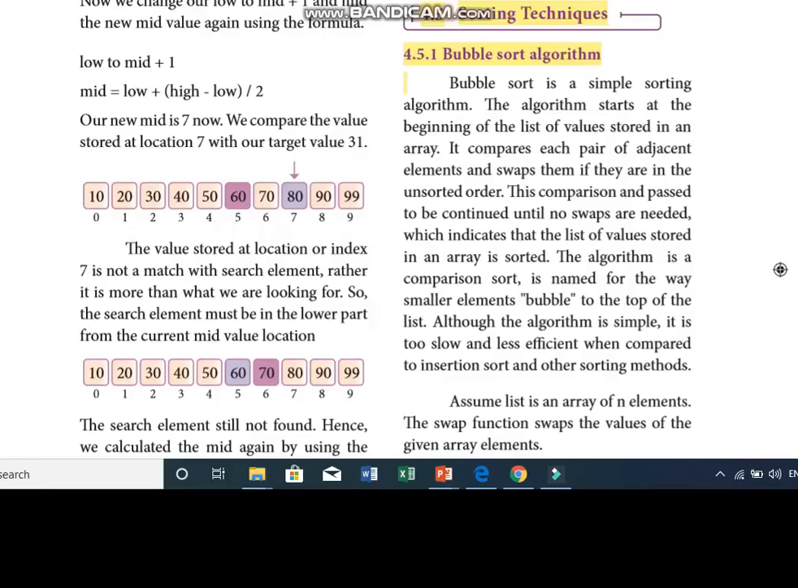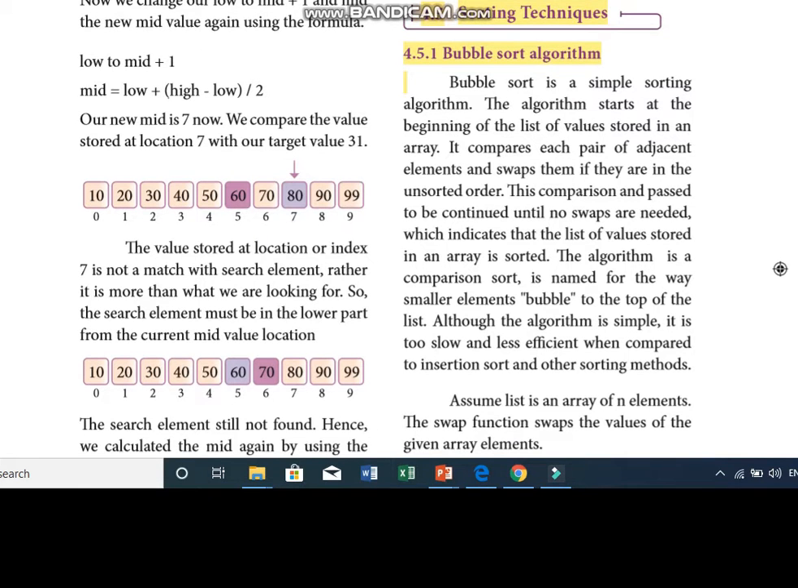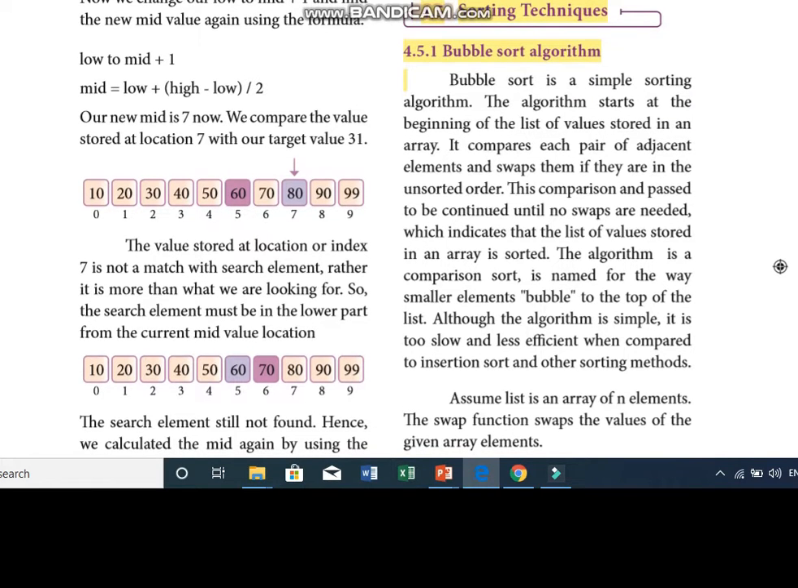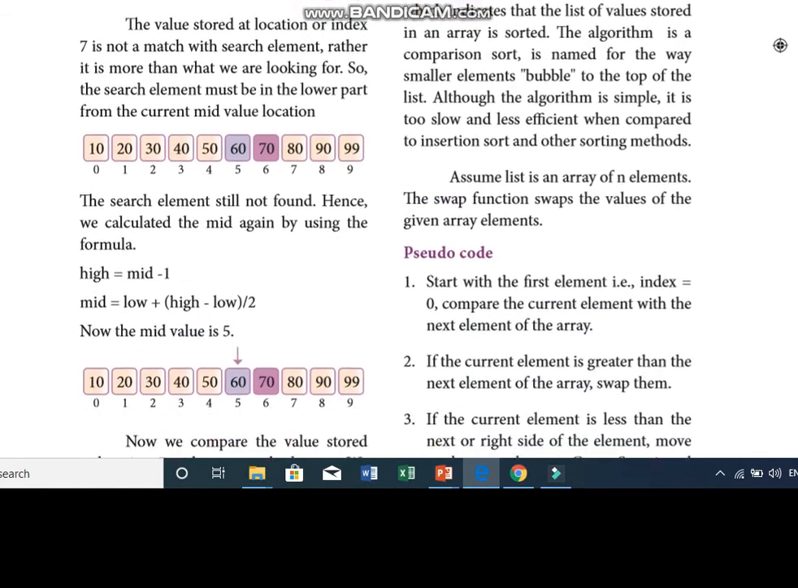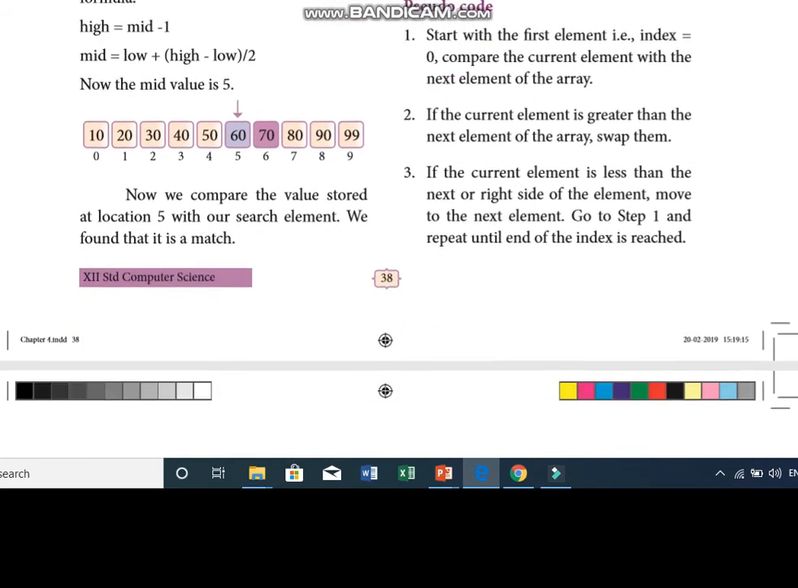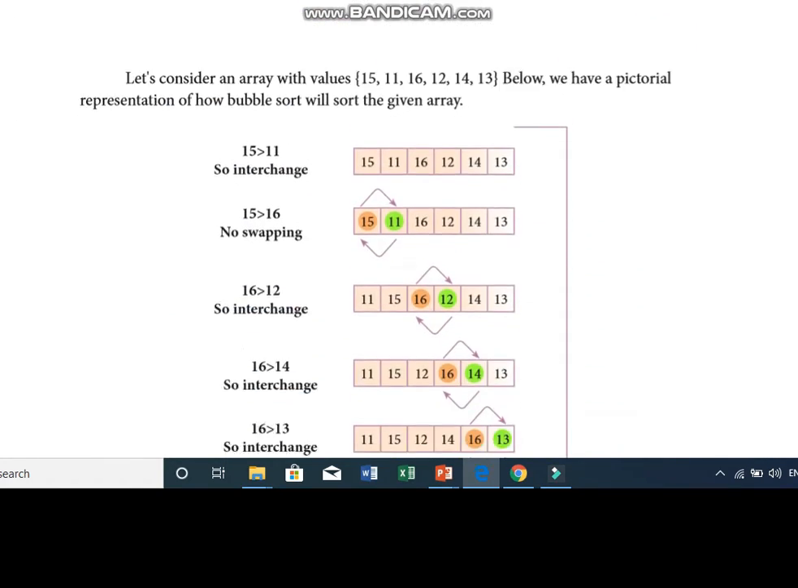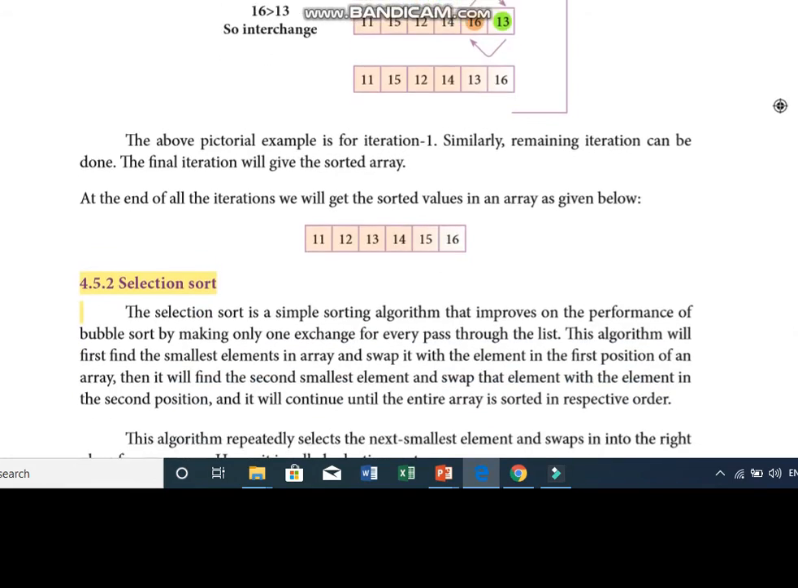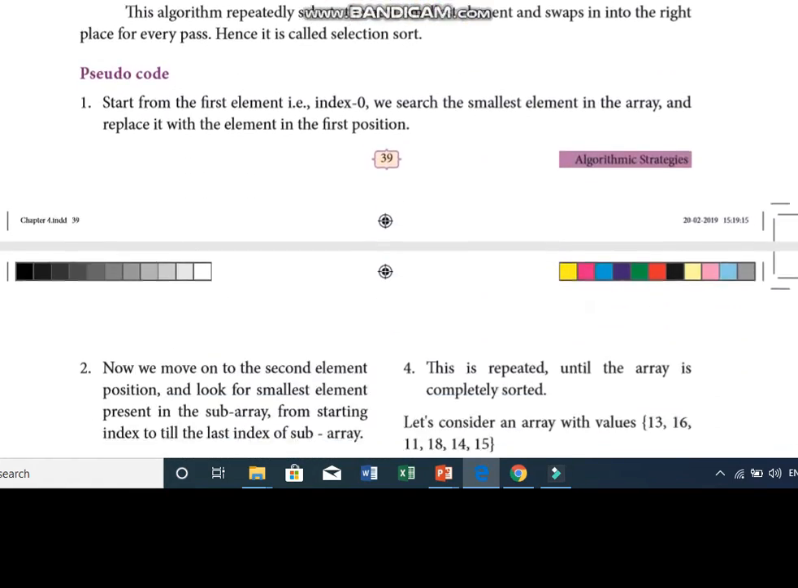In this video, we are going to see sorting techniques. First, let's see what is the use of sorting techniques. Sorting means arranging the elements in ascending or descending order. In sorting algorithms, we have different types. In our textbooks, there are only three types of sorting techniques that we are going to learn: bubble sort, selection sort, and insertion sort.